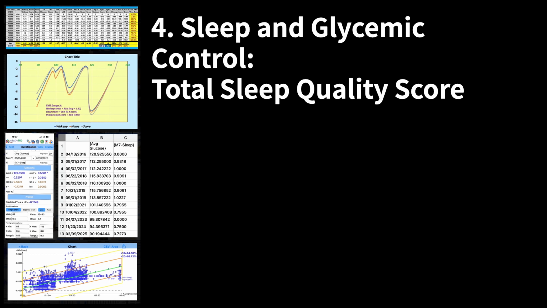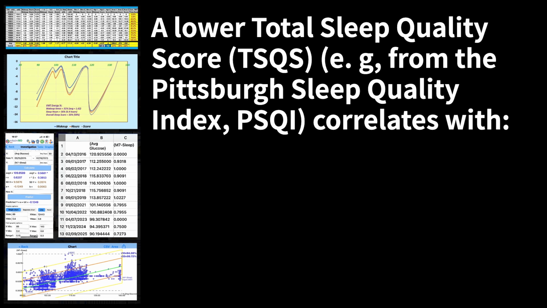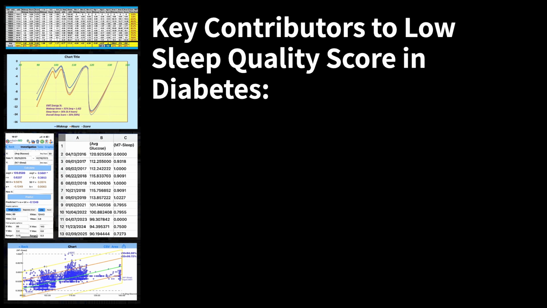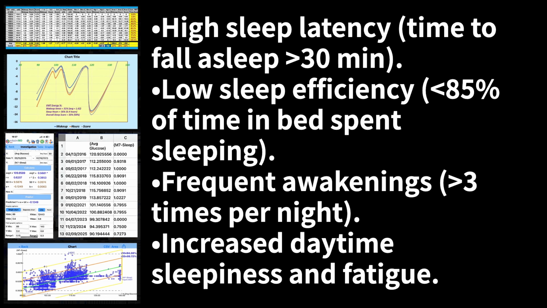4. Sleep and glycemic control. A lower total sleep quality score, TSQS-EG, from the Pittsburgh Sleep Quality Index, PSQI, correlates with: 1. Higher fasting glucose and hemoglobin A1C levels. 2. More severe insulin resistance. 3. Increased risk of diabetes-related complications. 4. Higher inflammation markers, IL-6, CRP, TNF-alpha. Key contributors to low sleep quality score in diabetes: high sleep latency, time to fall asleep greater than 30 minutes; low sleep efficiency, less than 85% of time in bed spent sleeping; frequent awakenings, greater than 3 times per night; increased daytime sleepiness and fatigue.